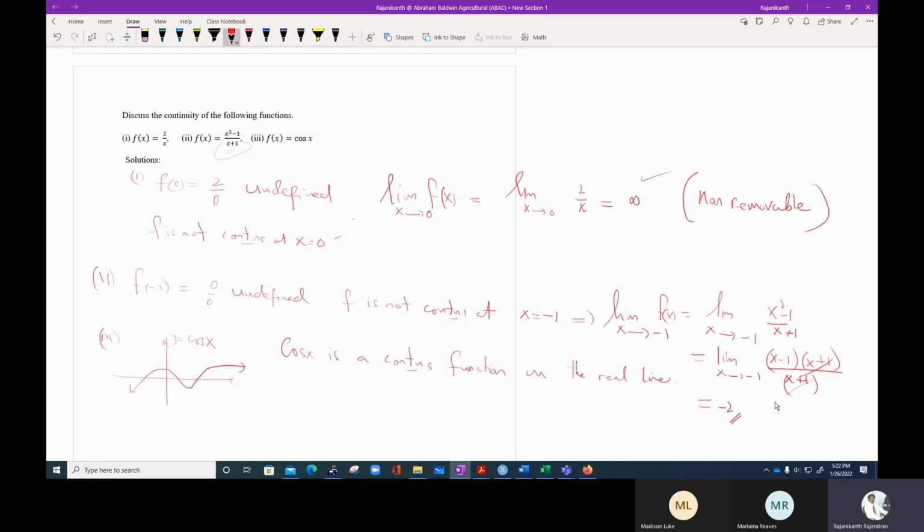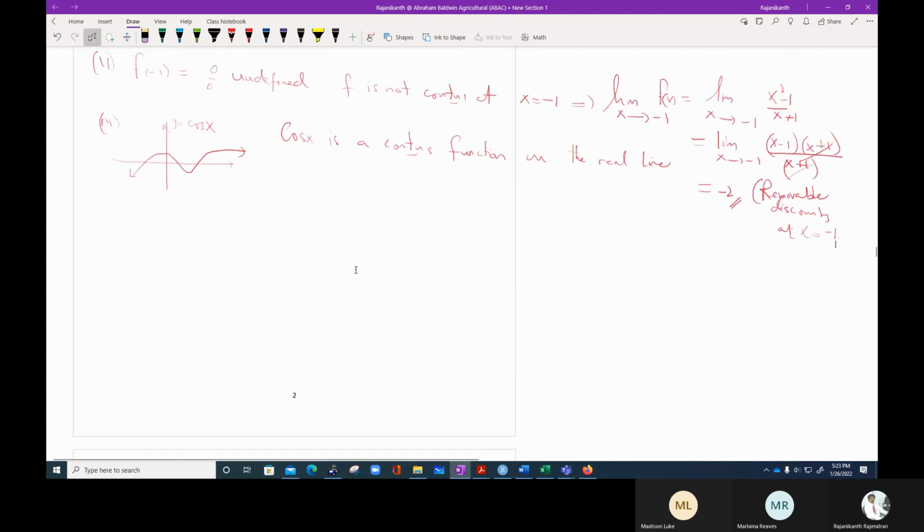If we get a good number for the limit, that means the function is going to have a removable discontinuity. If you get an infinity answer for the limit, that function is not removable. Now this function is removable. It has a removable discontinuity at x is -1. But the last one is continuous everywhere.